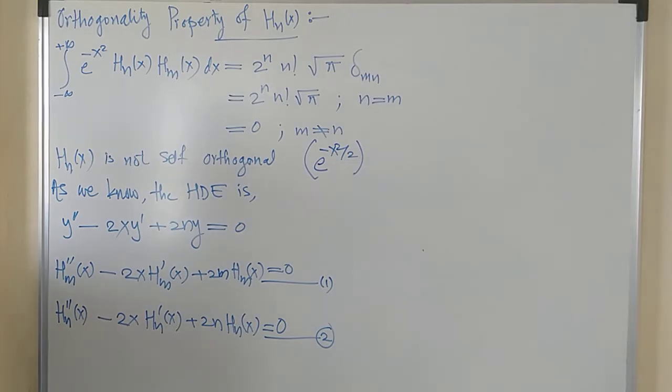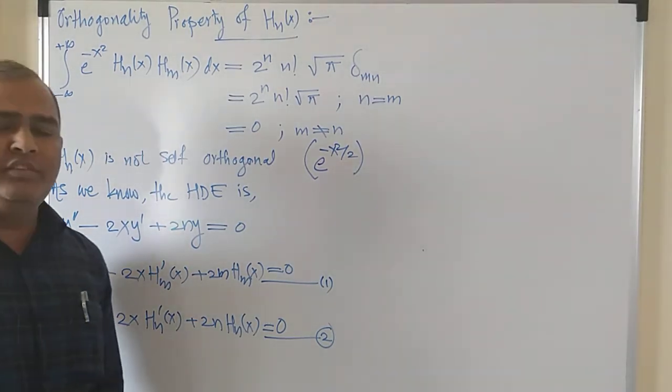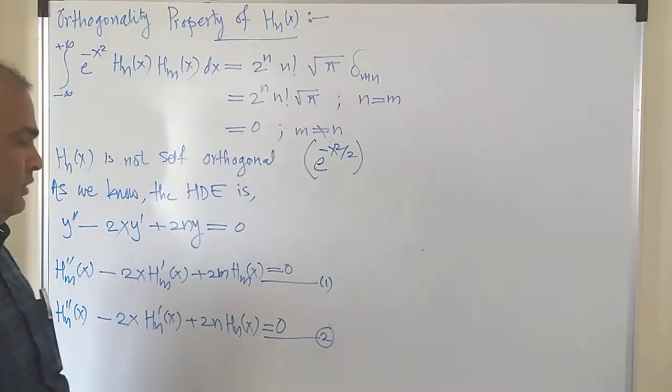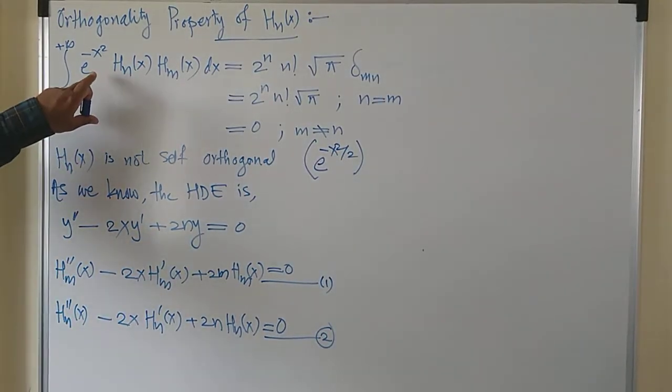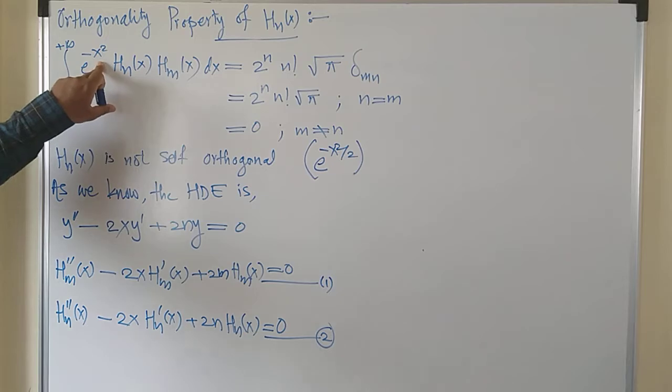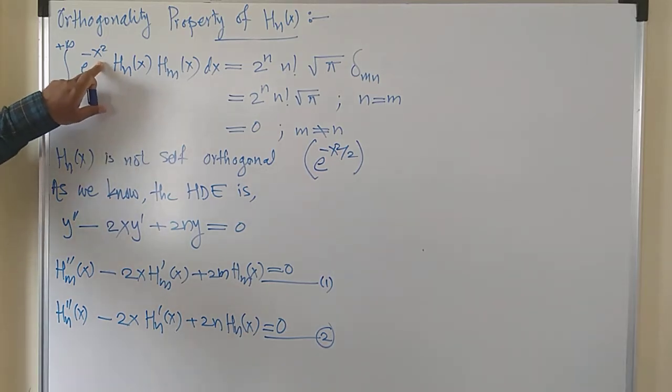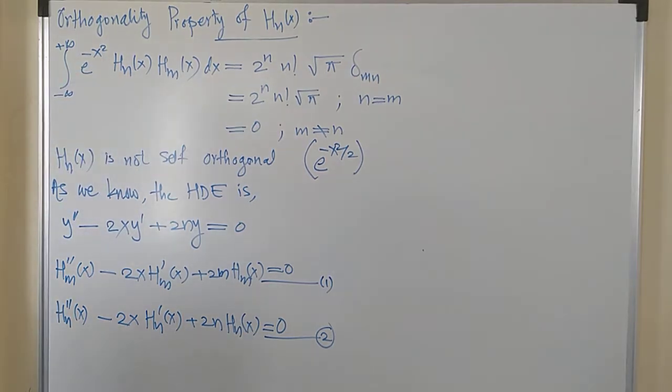Now we got equations number 1 and 2 just by putting the Hermite polynomials Hn of x and Hm of x, right? We do not have here the factor e raised to minus x square. Now to get this factor, multiply both the equations by e raised to minus x square, and after multiplying by this factor, you will be able to write this equation as e raised to minus x square into Hm double dash of x.